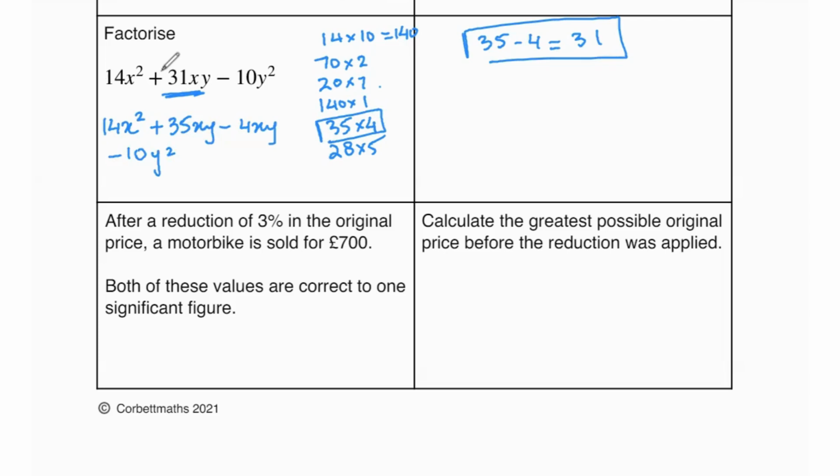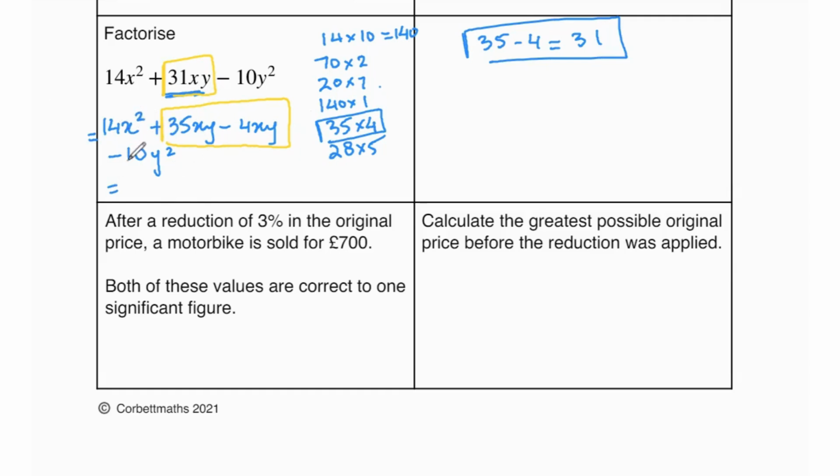As you can see, we replaced 31xy with 35xy minus 4xy, which is the same as you would have done with the quadratic equation that had just one variable. So now what we're going to do is, we're going to split this into two groups and factorize it separately. So first two terms make one group and the last two terms make another group.